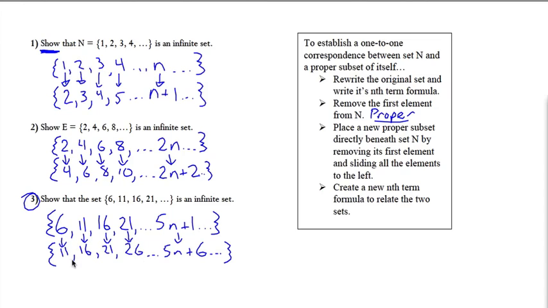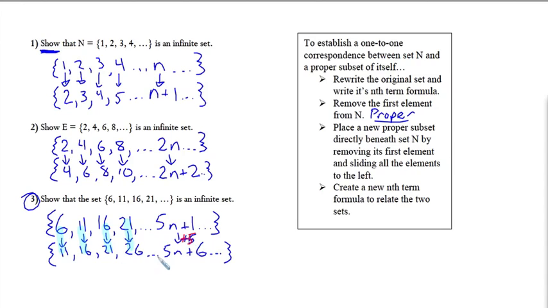Now you'll notice here that this just added 5 to each term. You guys see that? So 6 to 11 is plus 5, 11 plus 5 is 16, 16 plus 5 is 21, 21 plus 5 is 26. So here's an easy way to get this. All you have to do is add 5 to your first nth term formula, and you get 5n plus 6. That's a pretty neat trick that works here. So you should have gotten 5n plus 6.